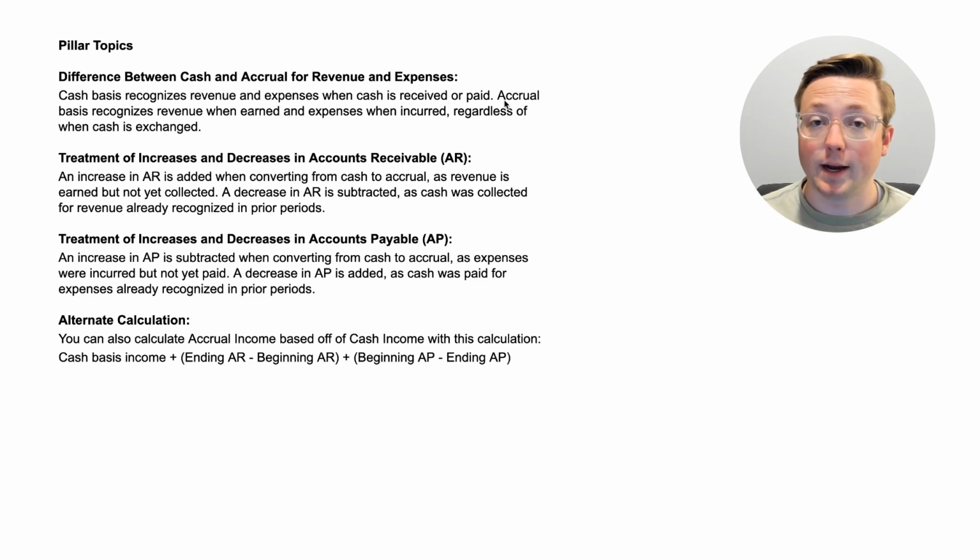So you can do it the way I showed you, where you always subtract the beginning from the ending, and then based off of that being an increase or a decrease and it being an accounts receivable or an accounts payable, you know how it works based off of these rules. But another way to think about it is, for accounts receivable, you take ending less the beginning, and for accounts payable, you take beginning less ending. And that will help you know how it is added or subtracted from the cash basis income.